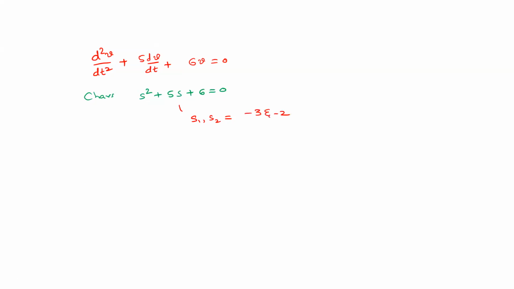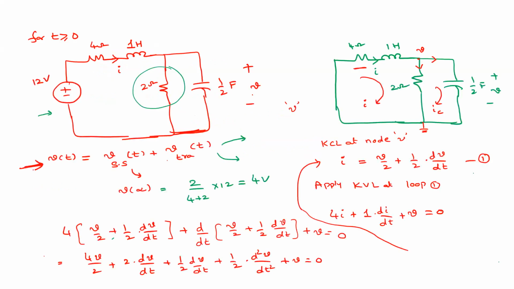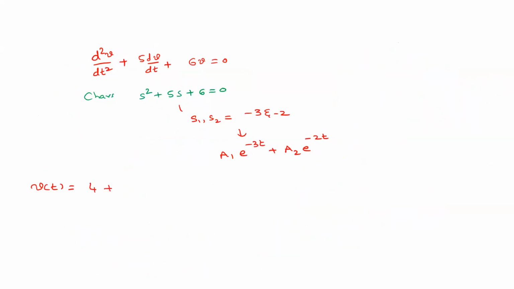If roots are -3 and -2, that means roots are negative and integer. So what kind of solution can we expect? It will be A1 into e to the power of -3t plus A2 into e to the power of -2t. Agree? This is the solution we can expect, right? Yes, sir. Now tell me, what is the overall solution v of t? It is V steady state of t plus V transient of t. V steady state of t is 4 volts, plus V transient of t, A1 e to the power of -3t plus A2 e to the power of -2t. Understood?